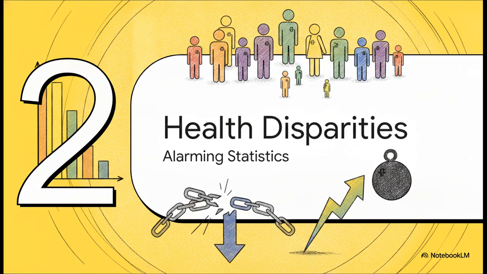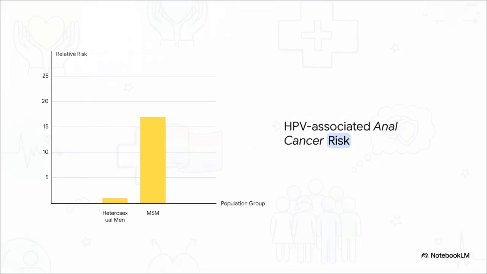That brings us to Section 2, Alarming Health Disparities. And this brilliantly illustrates why those behavioral distinctions matter so much. The epidemiological statistics objectively highlight a severe crisis in healthcare equity. For instance, men who have sex with men have a 17 times higher risk of HPV-associated anal cancer compared to heterosexual men. 17 times. Because of this massive risk multiplier, anal pap smears and high-resolution anoscopy screenings are highly recommended.